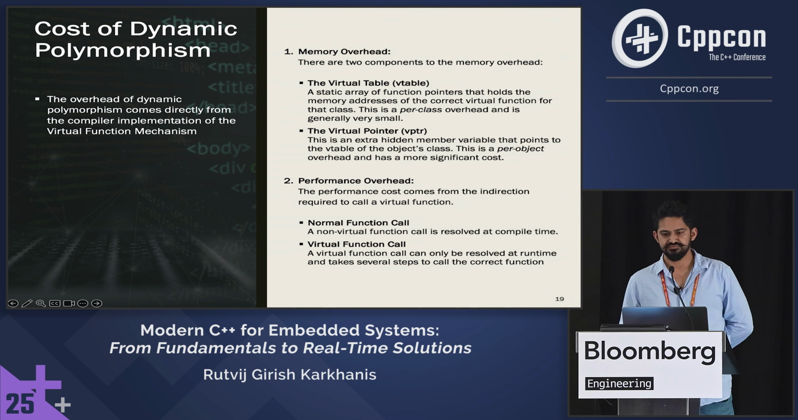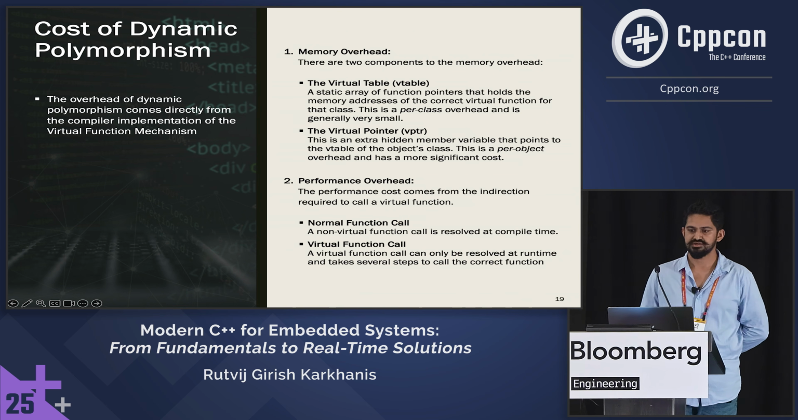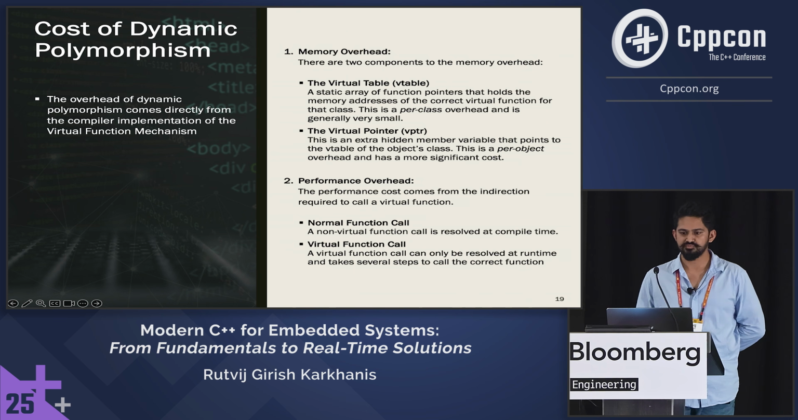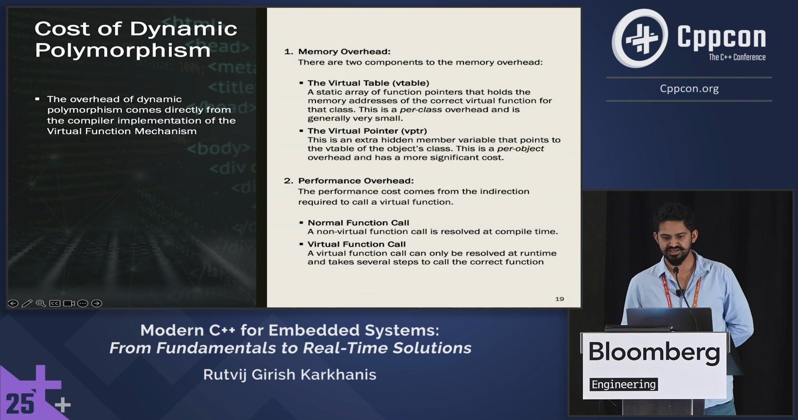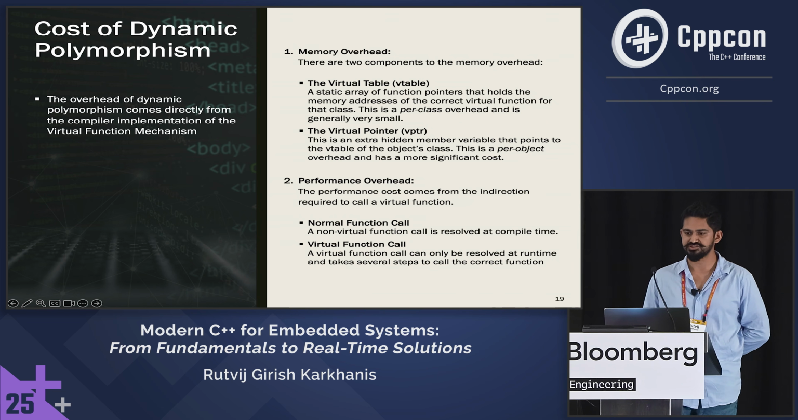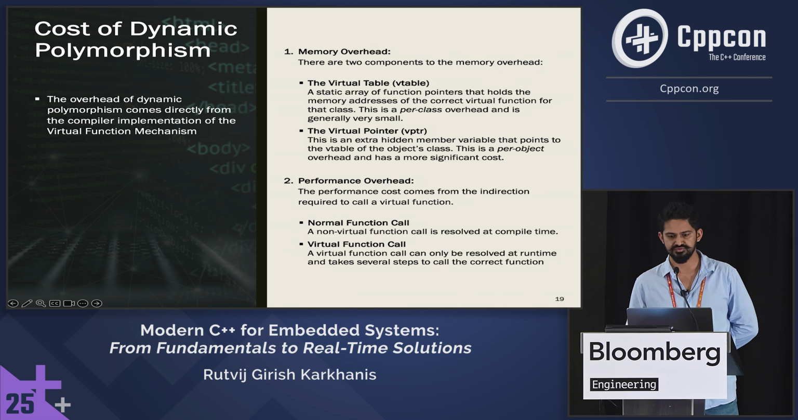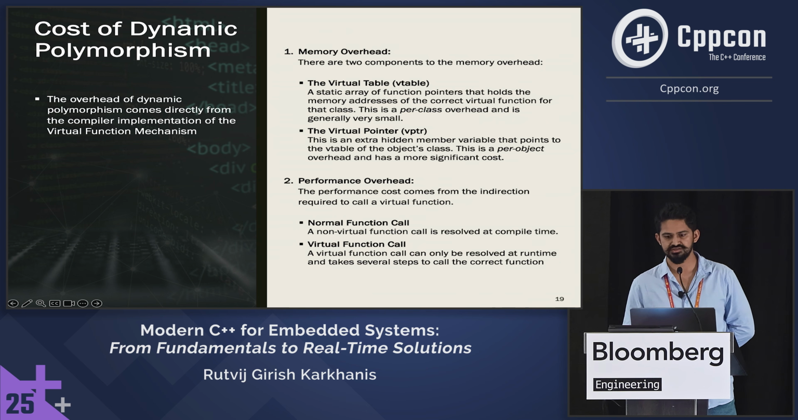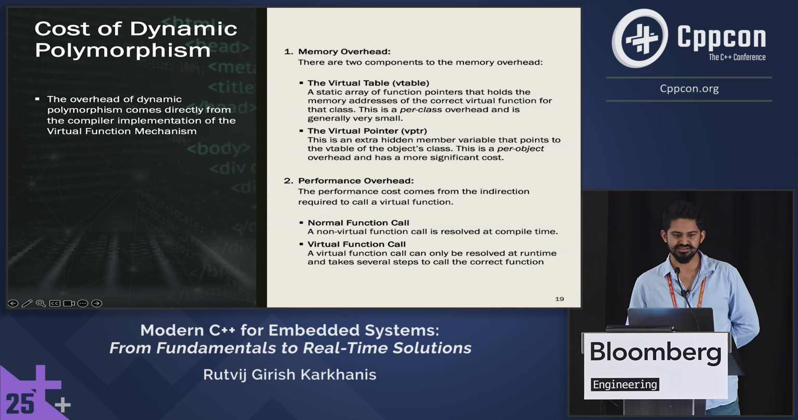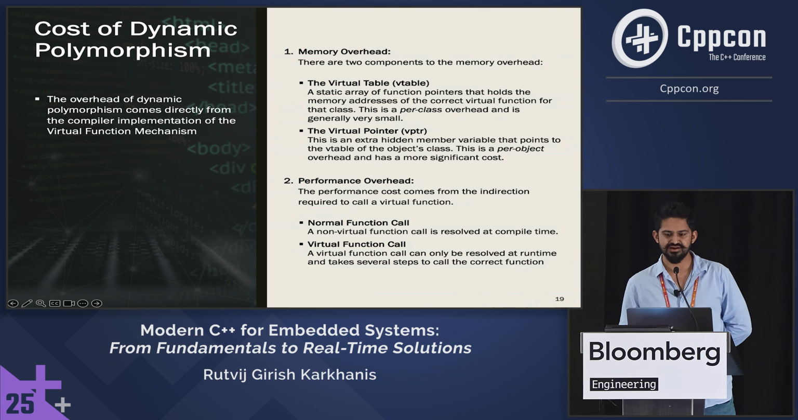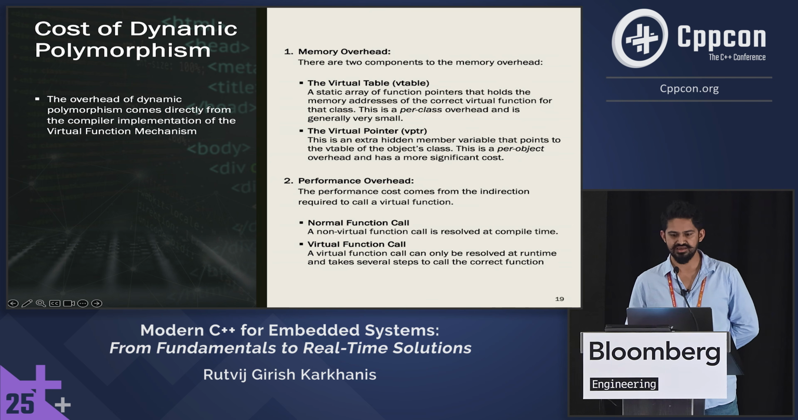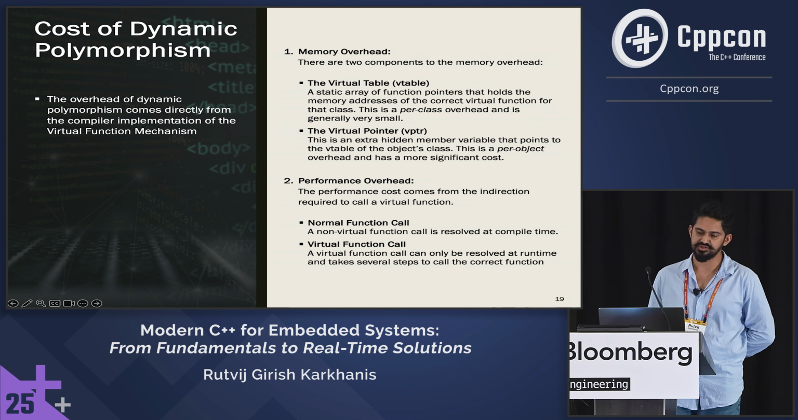Now, what would be the cost of this feature? So there are two aspects to this. First is the memory overhead, and second is the performance overhead. There are two components to the memory overhead. The virtual table, vtable. For each class that contains or inherits at least one virtual function, like the ISensor class or the temperature sensor or the humidity sensor, the compiler generates a single static array of function pointers. This is the vtable of the class. It holds the memory addresses of the correct virtual function implementations for that class. This is a per-class overhead and is generally very small.